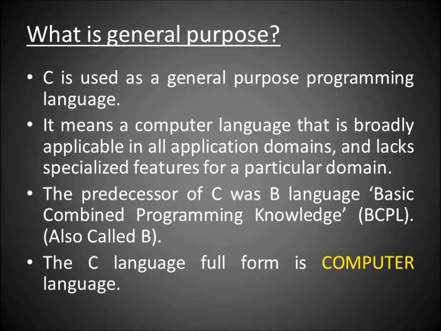C is used as a general purpose programming language. It means a computer language that is broadly applicable in all application domains, but lacks the specialized features for a particular domain. The predecessor of C was the B language. Its full form is Basic Combined Programming Language, BCPL, also called B. The C language full form is computer language.